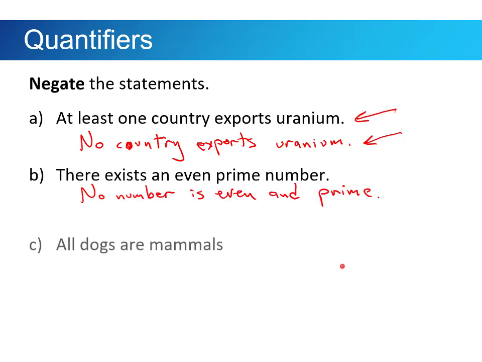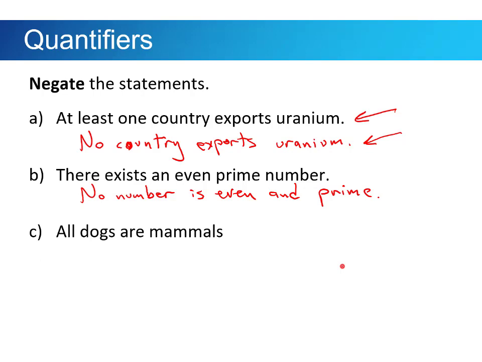Our third example. All dogs are mammals. If you think maybe that's not true, maybe a counterexample exists, well, maybe there is some very strange dog out there that is not a mammal. Some dog is not a mammal. And look what happened here. I started off with a statement that had a universal quantifier, all dogs, and I ended up with a statement that had an existential quantifier, some dog is not a mammal. So it's interesting how negating a statement with an existential quantifier gives us something that's universal, and negating something with a universal quantifier gives us something that's existential.